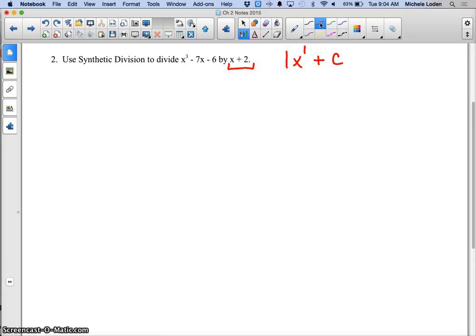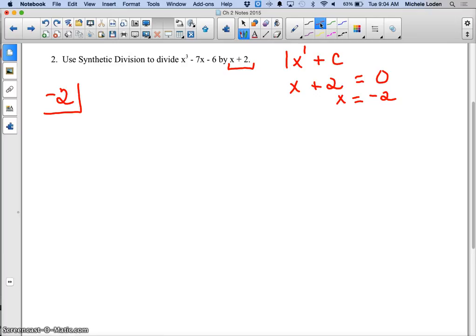So with the synthetic division, we're dividing by x plus 2. And go ahead and solve that for x. X is equal to -2. So with our synthetic division, we are using -2 as what we are dividing by.